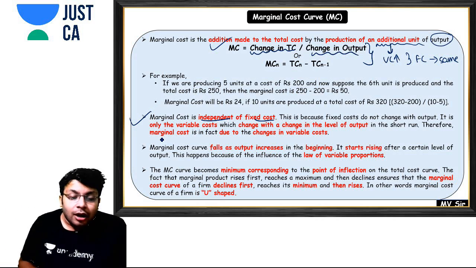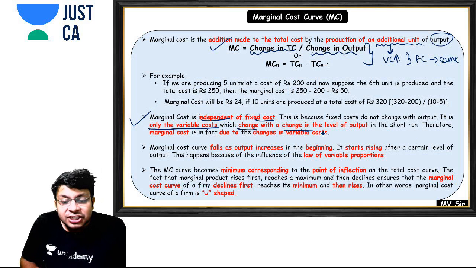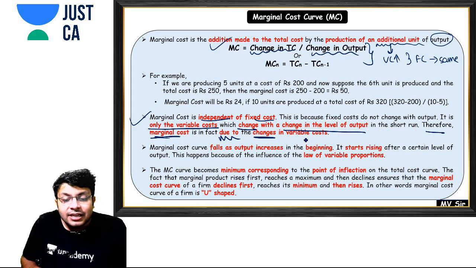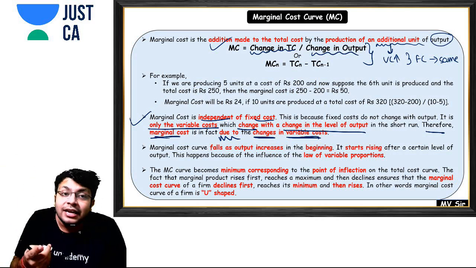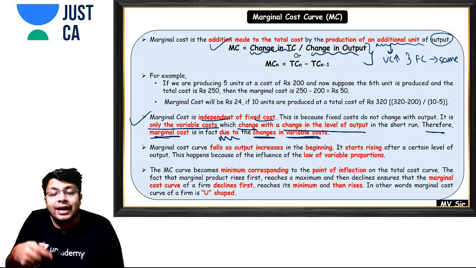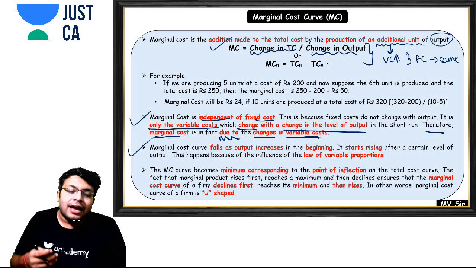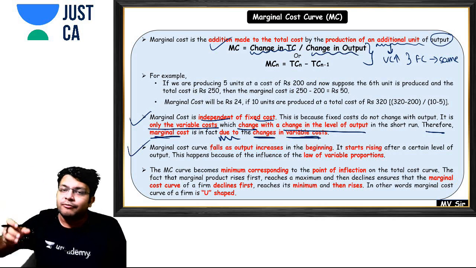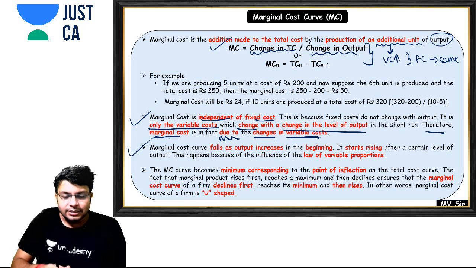See, it is only the variable cost which changes with the change in level of output, and therefore marginal cost is due to the changes in variable cost. Here it is not written that marginal cost is equal to variable cost. What it is saying is that because the variable cost changes, because of that itself you get some marginal cost. Your marginal cost curve is U-shaped: first it decreases, then it reaches a minimum, and then it increases. Yes, next.